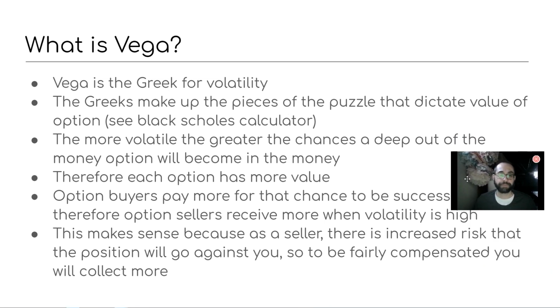There we go. Okay. And that all makes sense because as a seller, there is an increased risk associated with that position that I sold to somebody could go against me. So I'm going to want to be compensated more. Otherwise, why would I choose a volatile stock when I could just choose a non-volatile stock that isn't going to go against me if those were priced the same? I hope that's making sense. Obviously, if it doesn't, leave a comment below. But moving on.